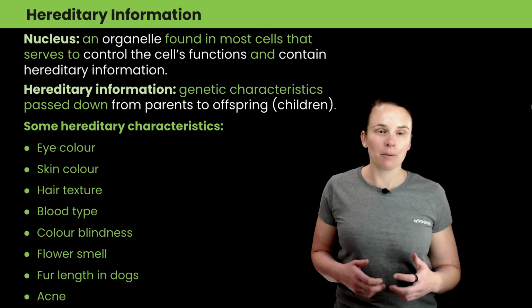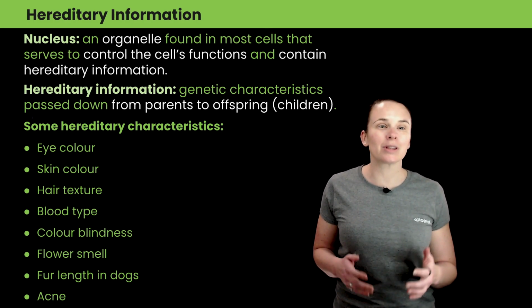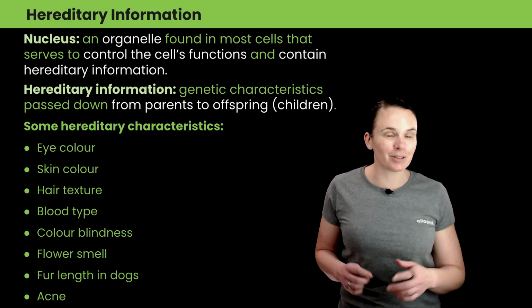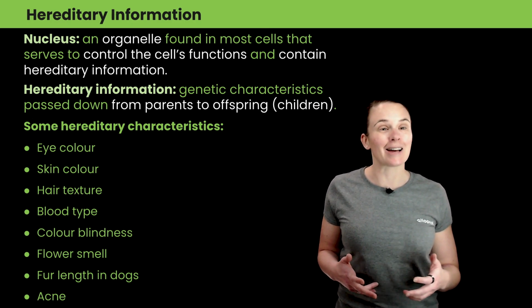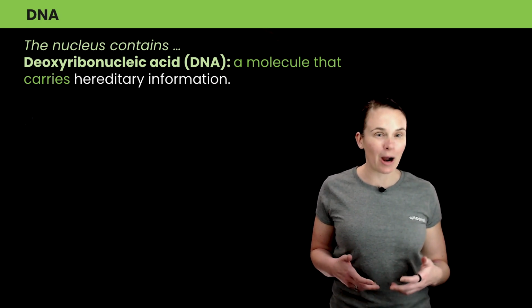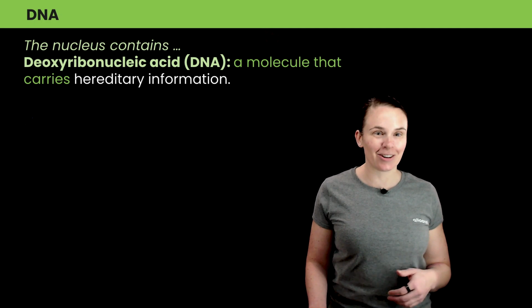So things like muscle shape and hair length and your personal choice in movie, those are things that can change over time in a person's life. However, cheek dimples are a trait that is programmed by your DNA to last forever. So how exactly is hereditary information stored in the nucleus? Well, the nucleus contains what we call deoxyribonucleic acid, or DNA. It's a molecule that carries hereditary information.